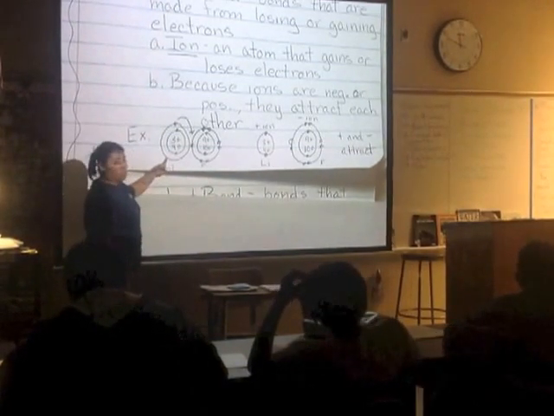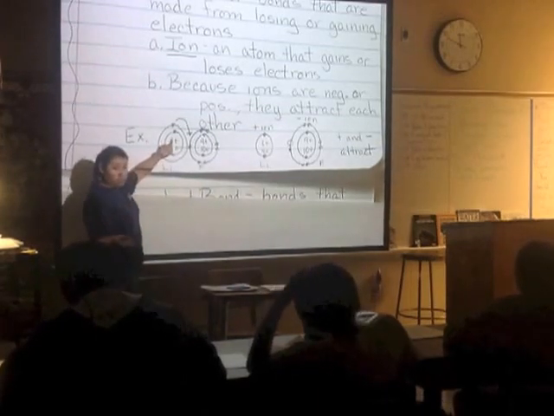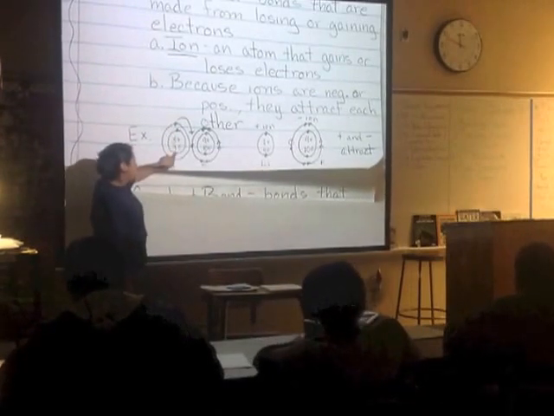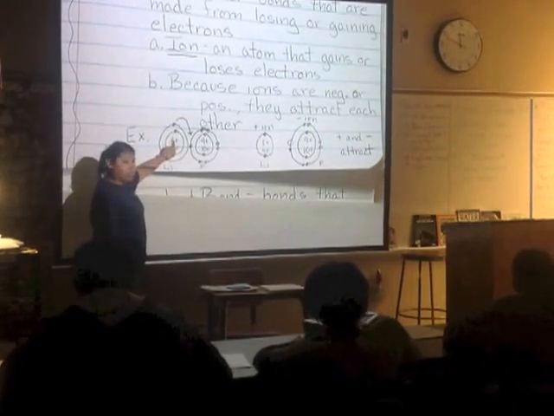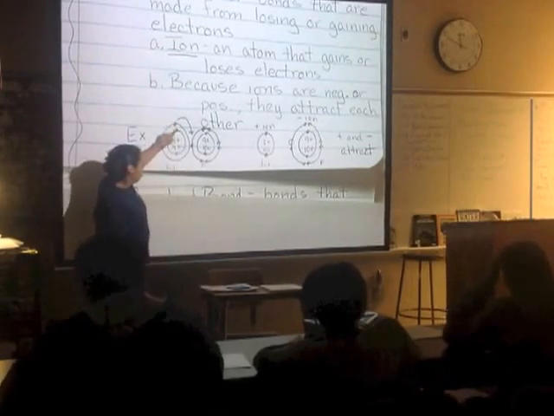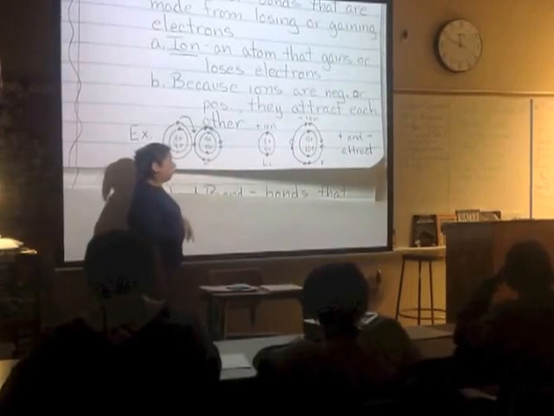Lithium is atomic number 3. So if it's atomic number 3, it has 3 protons, it has 3 electrons. So here I have my 3 protons and I have my 3 electrons. So these 3 positives basically cancel out the 3 negatives, right? That's why it's neutral. Then I have fluorine.